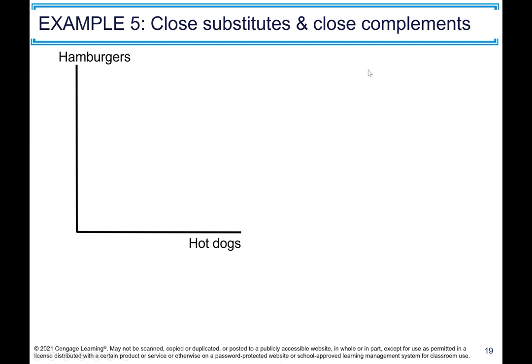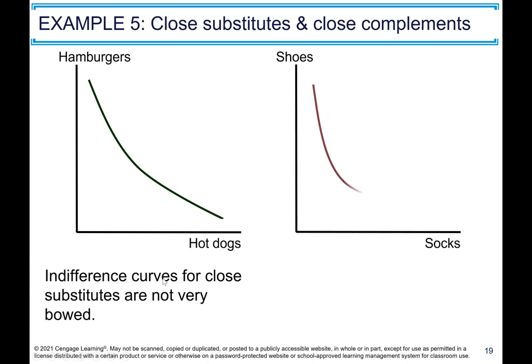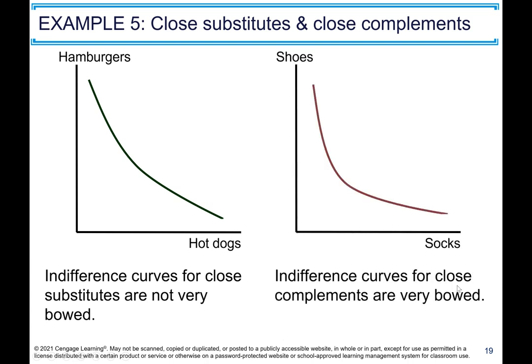Close substitutes and close complements. In the example of hamburgers and hot dogs, indifference curves for close substitutes are not very bowed. They're closer to being a straight line. Remember, a straight line is perfect substitutes. And indifference curves for close complements are very bowed, for example, socks and shoes.